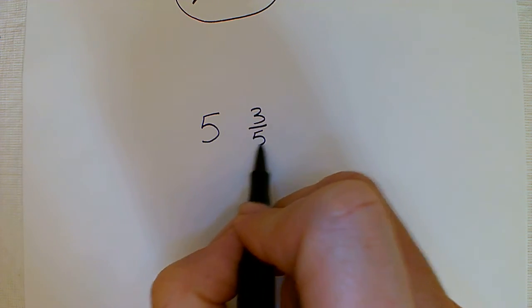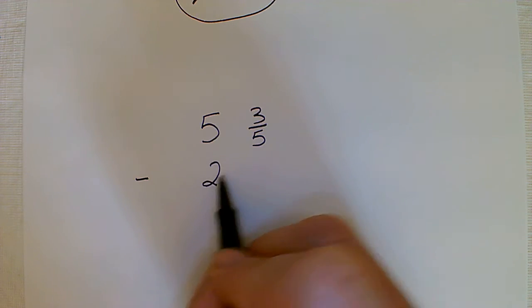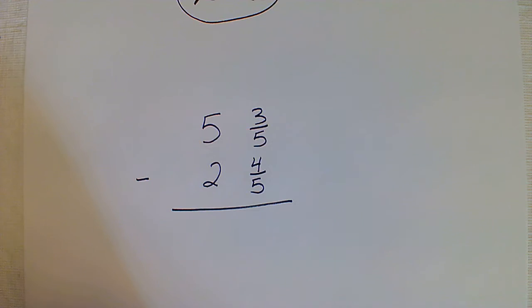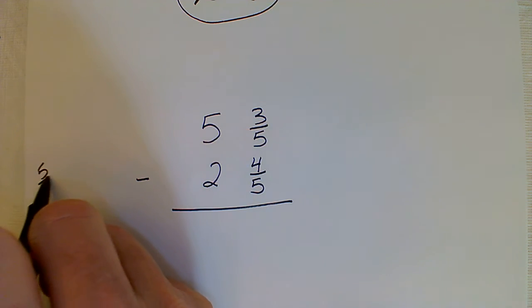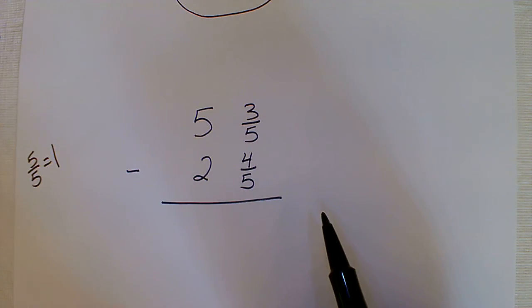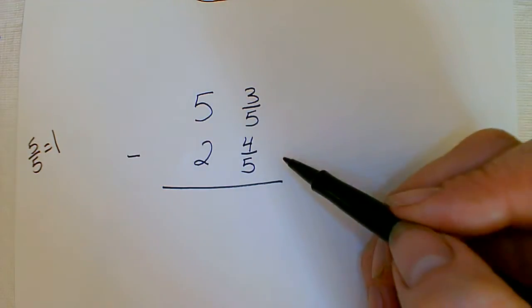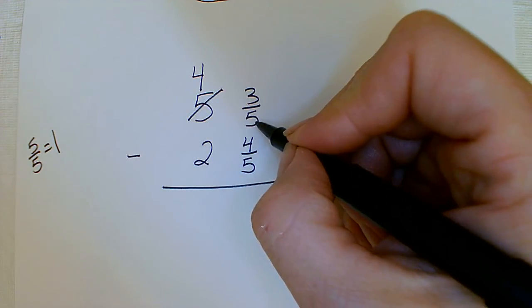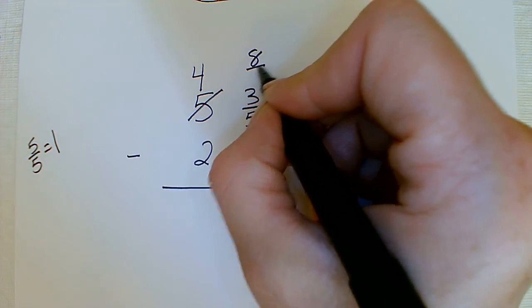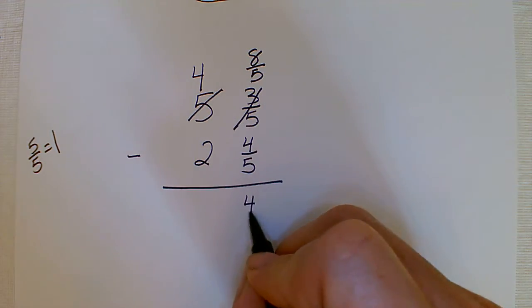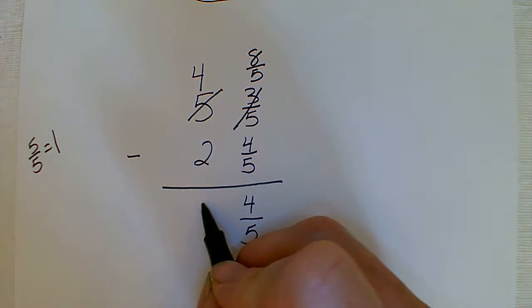So watch, we're going to start with 5 3/5 minus 2 4/5. Now I'm going to write my rule even though I don't really need it, but it is a good habit. I know that 5/5 is equal to 1. You can write it either way, 1 equals 5/5. I cannot subtract 4/5 from 3/5, so I'm going to make that a 4, send 1 over, and the shortcut is 5 plus 3 is 8, and I keep my denominator, which is fifths. Now 8/5 minus 4/5 is 4/5, and 4 minus 2 is 2.